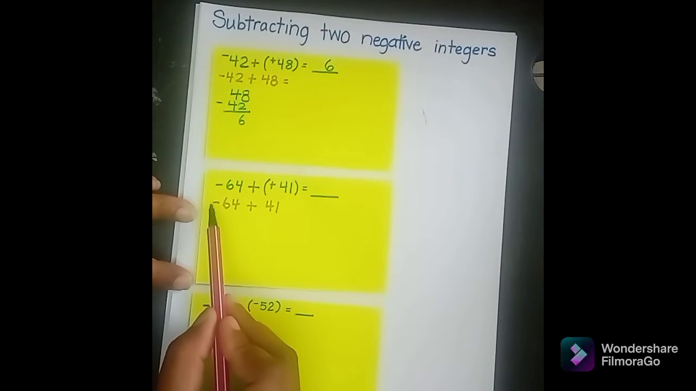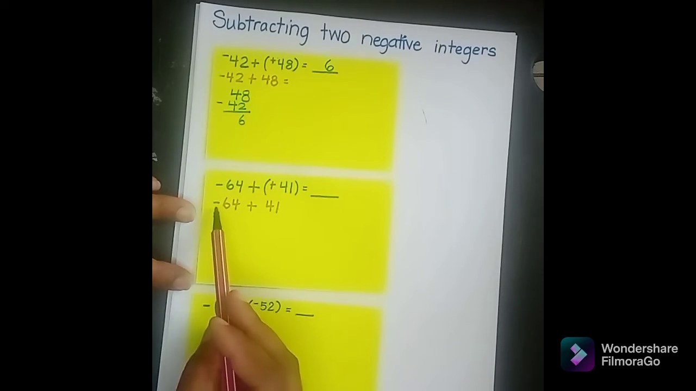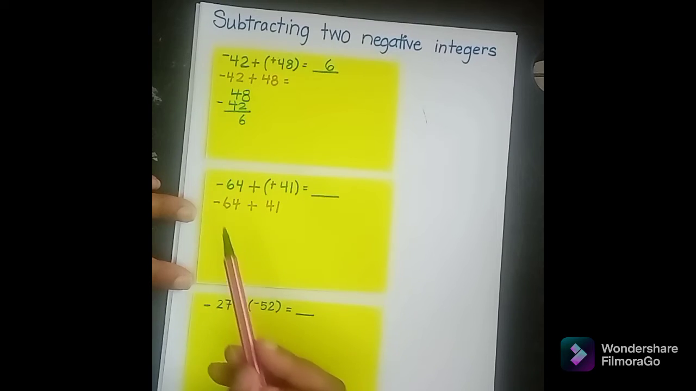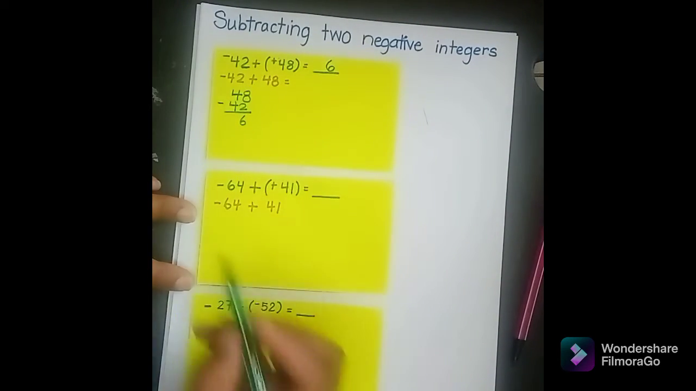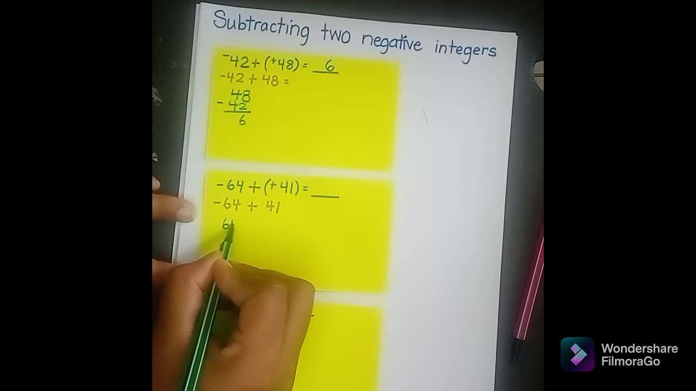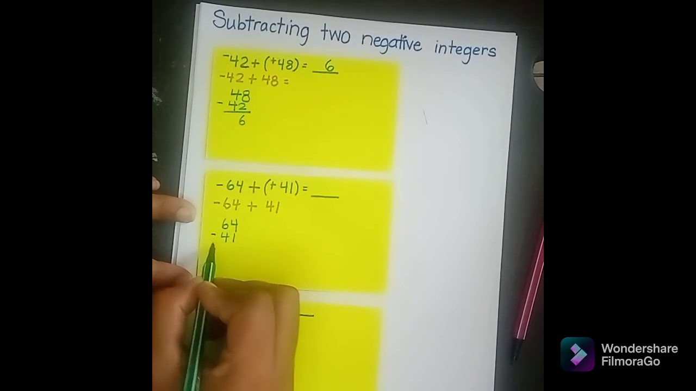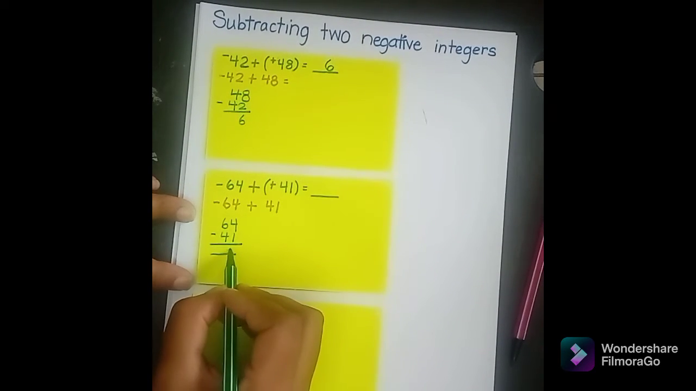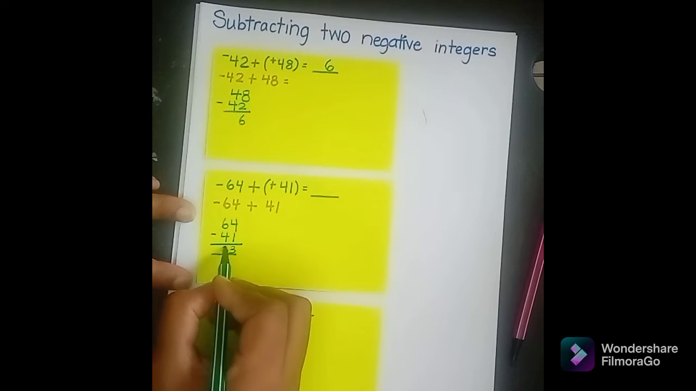Because remember, we have a negative and we have a positive. So when we're adding or subtracting two different signs, we need to subtract and keep the sign of the number with the biggest absolute value. Okay? So we're going to say 64 minus 41. So 4 minus 1 would give us 3. And 6 minus 4 would give us 2.